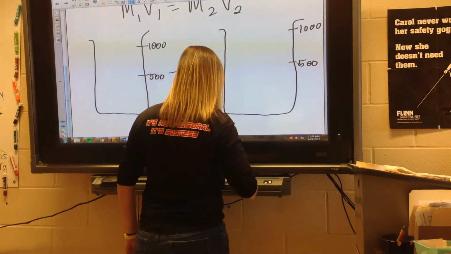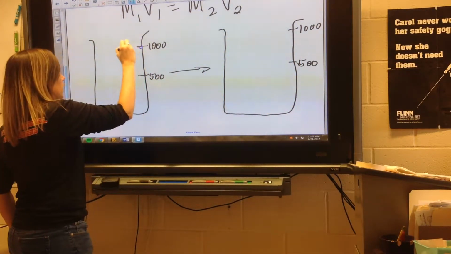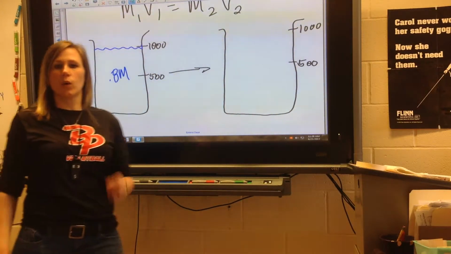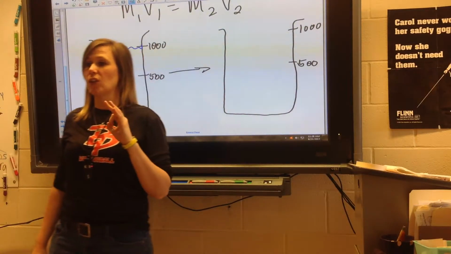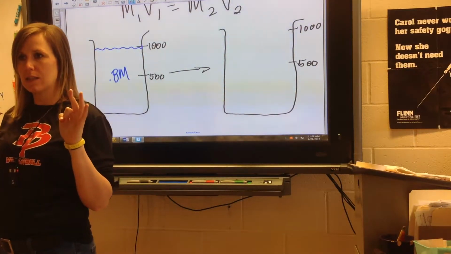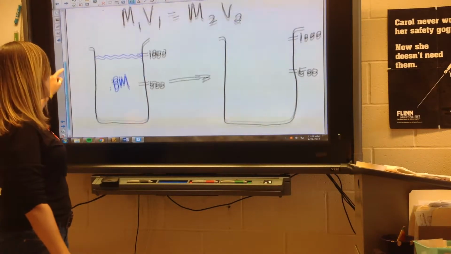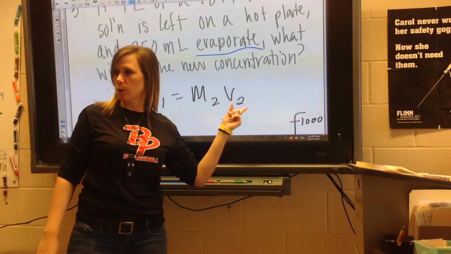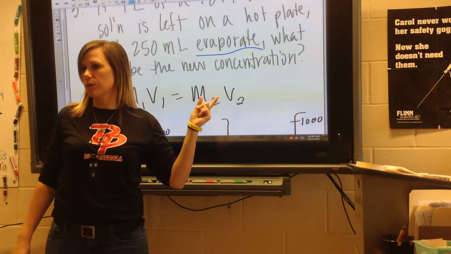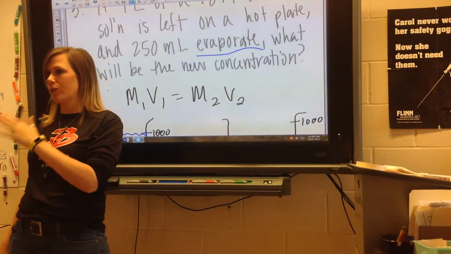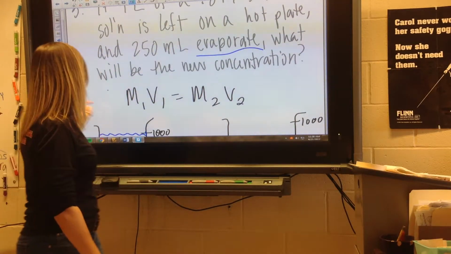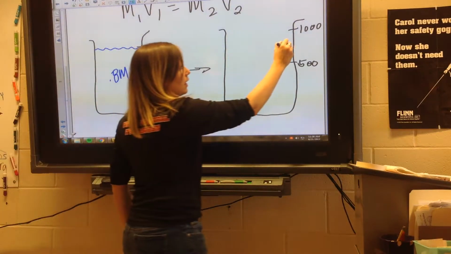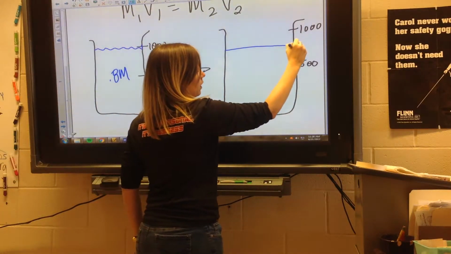Basically, what I started off with is 1,000 milliliters of a 0.8 molar solution. The question says I leave it on a hot plate, and what happens? 250 milliliters evaporate. Evaporate is the key word. Is that our final volume, our V2? No, that's how much we lost. What's our final volume? 750, right? We take 1,000, subtract the 250 that we lost, and we're at about 750.